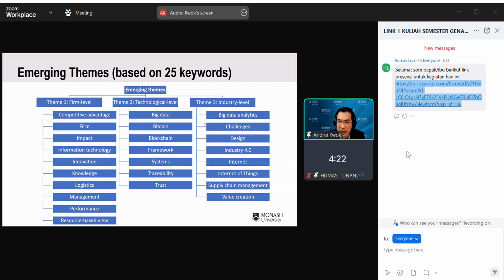Then finally, at industry level, we find keywords like big data analytics, industry 4.0, internet as a whole, internet of things or supply chain management. These are the applications at the industry level, mostly the use cases.